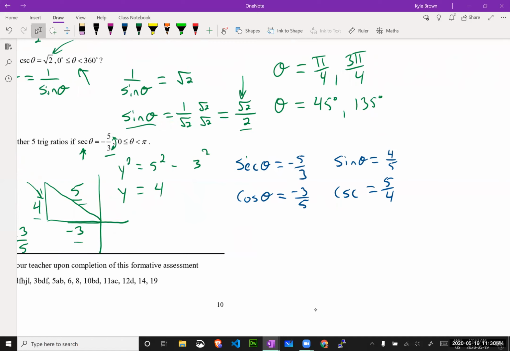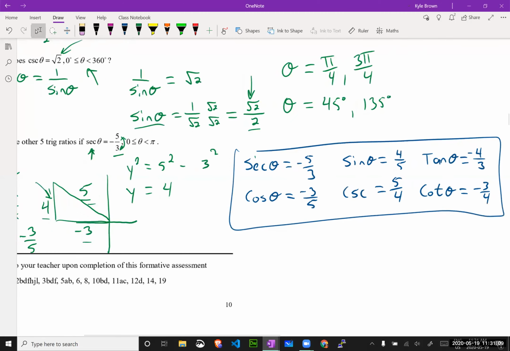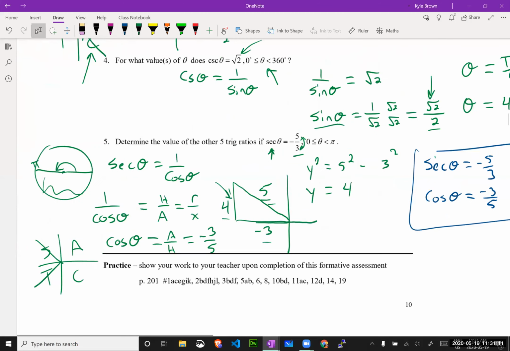Okay, now tan. So we'll do tan theta. So tan is equal to opposite over adjacent. So that's 4 over -3, or -4 over 3. So then that would make cotangent theta equal to -3 over 4. And there you go. There's all of our trig functions. There's all 6 of them, right? Hopefully that made sense. We did do some of that stuff in 20-1 as well, right?